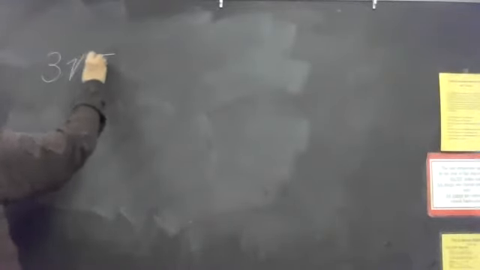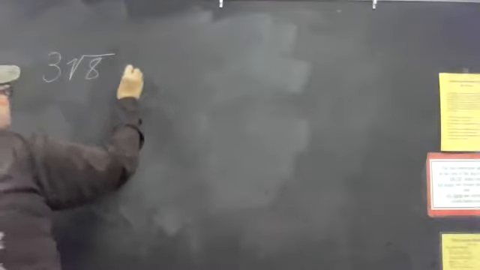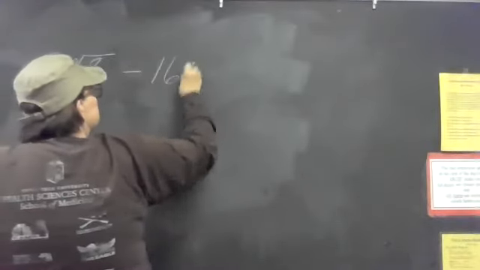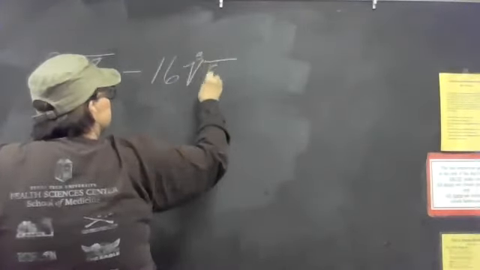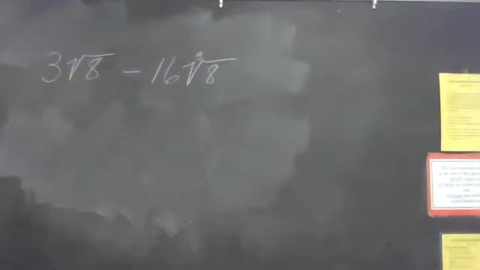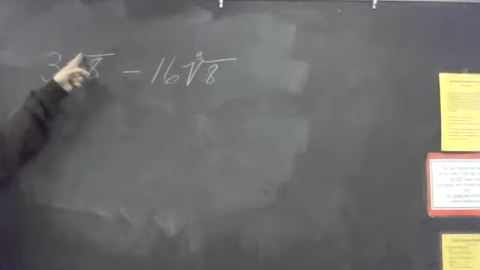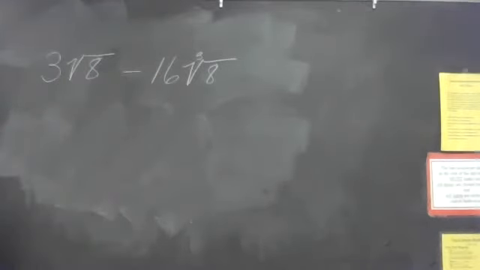If you see something that says 3 square roots of 8 minus 16 cubed roots of 8, understand, y'all, you cannot combine square roots with cubed roots. I don't care how much they simplify. You can't combine square roots with cubed roots. They're always going to be separate, always. So don't let that throw you.